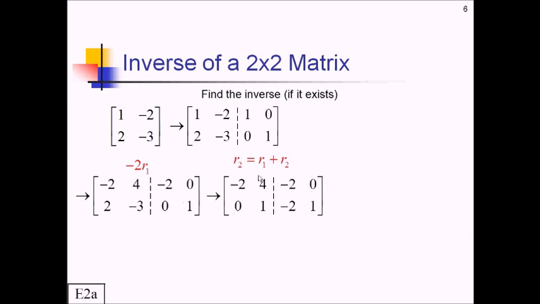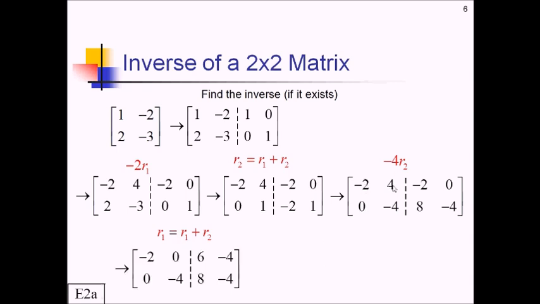Next, we need to make this 4 into a 0. So let's multiply row 2 by negative 4. So that's 0, negative 4, 8, and negative 4. Now let's add row 2 to row 1. So we'll have negative 2, 0, 6, and negative 4.